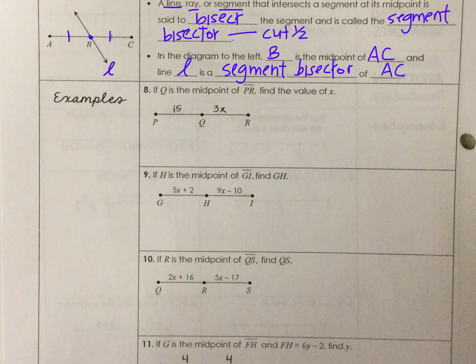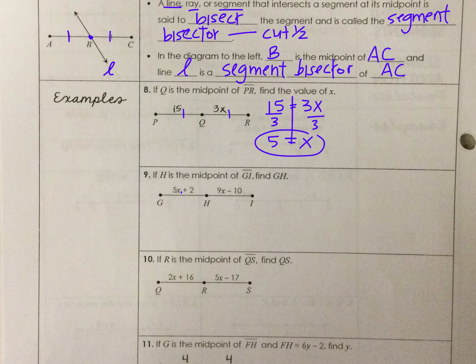So Q is the midpoint of PR. It means those are exactly the same. So I can say 15 is going to equal 3x. Find the value of x. Well, divide by 3, x is 5. There you go.